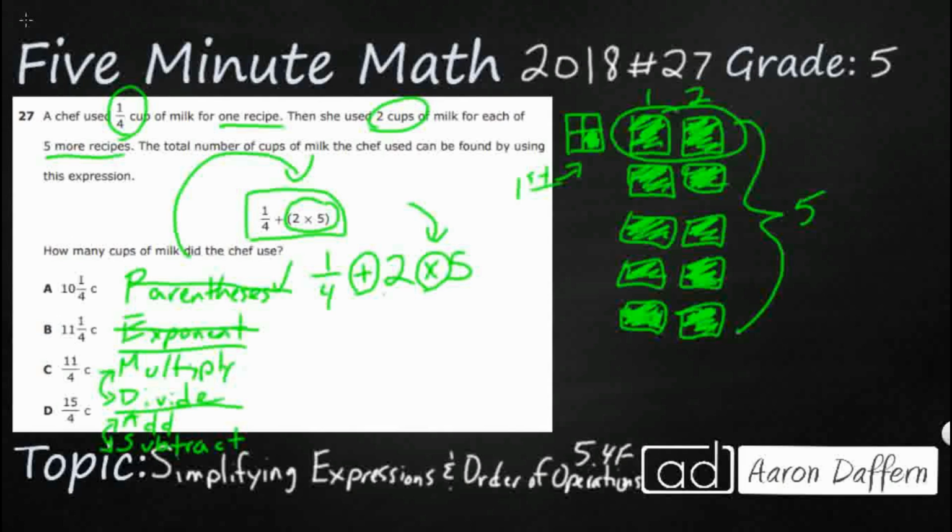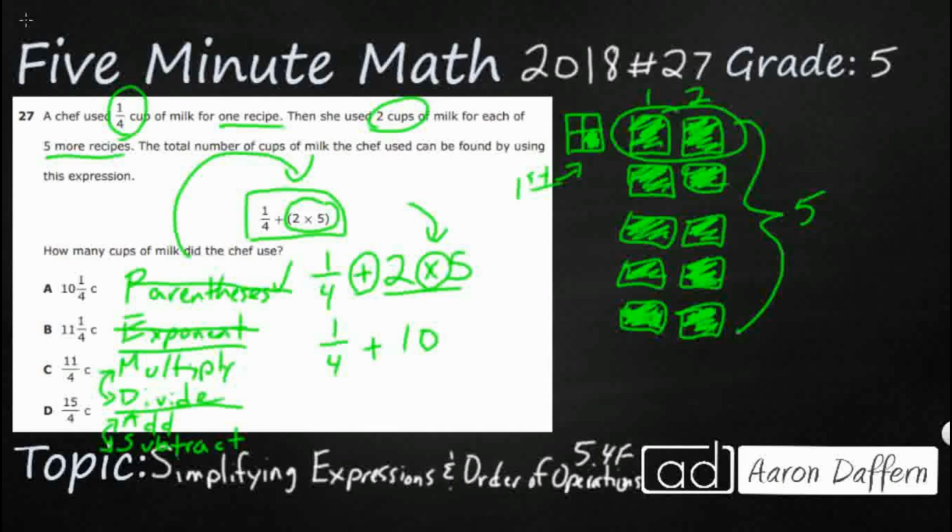Let's multiply our 2 times 5, so that's simply going to be 10. So what's left is 1/4 plus 10, and that's going to be in both. Now, here's the strange thing: normally when we talk about adding fractions, we say you need to have the same denominator. You cannot add unless you have the same denominator. But this is adding a whole number and a fraction.